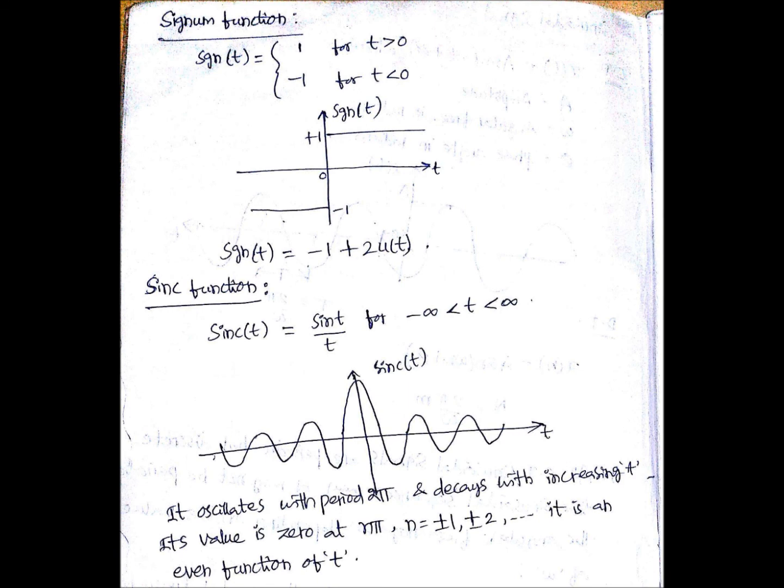So its value is 0 at n pi, where n is plus or minus 1, plus or minus 2, and so on. And it is an even function of time because sinc of t equals sinc of minus t. Okay, thank you.